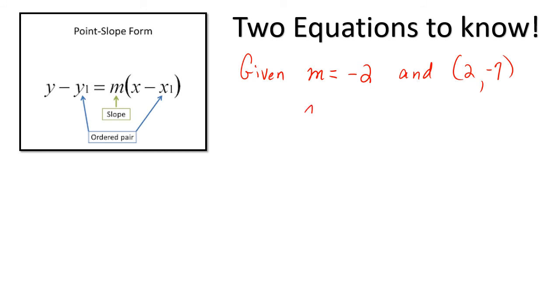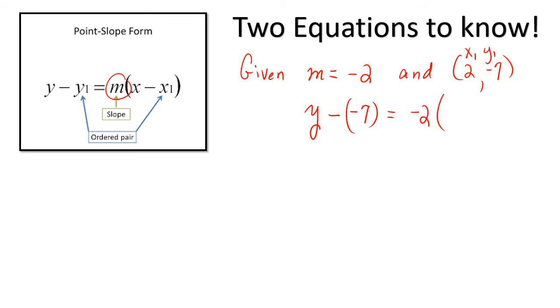So substituting into the formula, I have y minus -7. You see these x, y coordinates that were given to us. Instead of getting 2 sets of coordinates like in the slope formula, I've only been given 1 set of coordinates. So that will be the x1, y1. Then that's equal to the m, which is the slope, and that m for us would be -2.